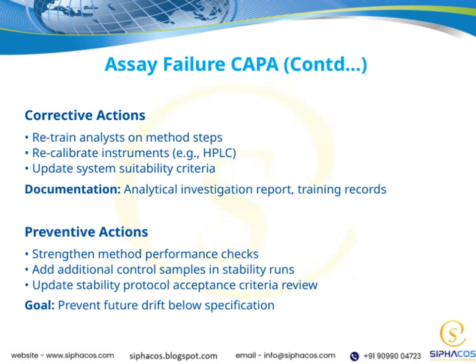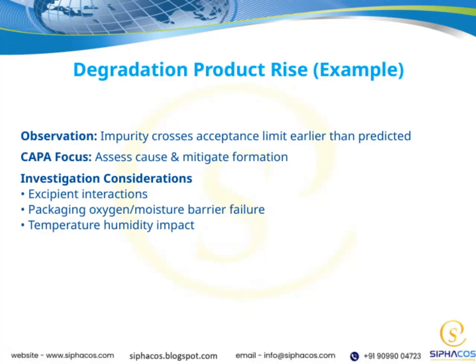Now, let's look at an example of a degradation product rise. What we observe here is that the impurity actually crosses the acceptance limit earlier than what we initially predicted. This is a key indicator that something might be affecting the stability of the product sooner than expected. Our CAPA focus in this situation is to assess the underlying cause of this early rise and to implement measures to mitigate the formation of this impurity. Essentially, we need to understand what's causing the degradation and find ways to prevent or slow it down.